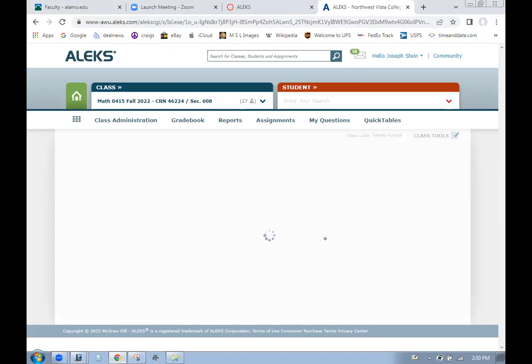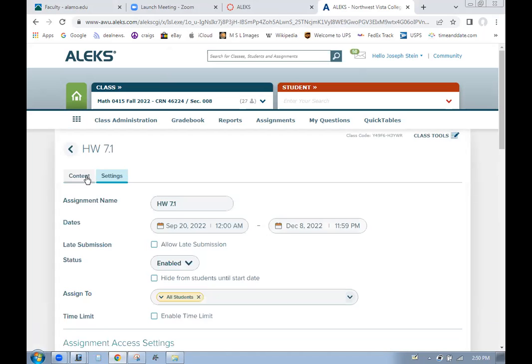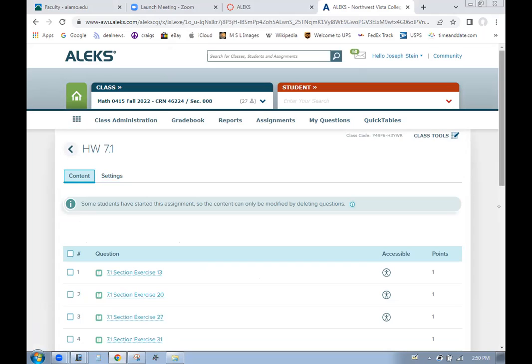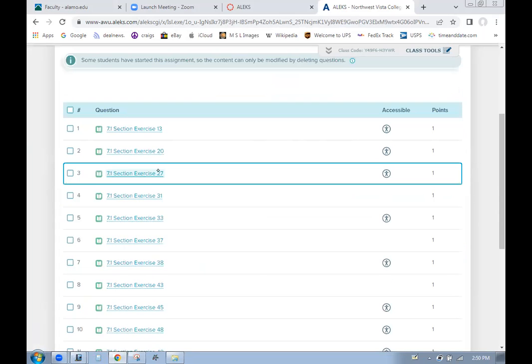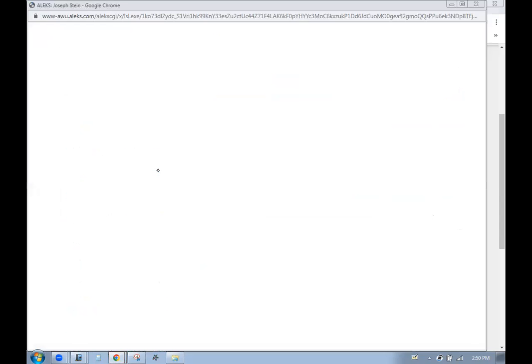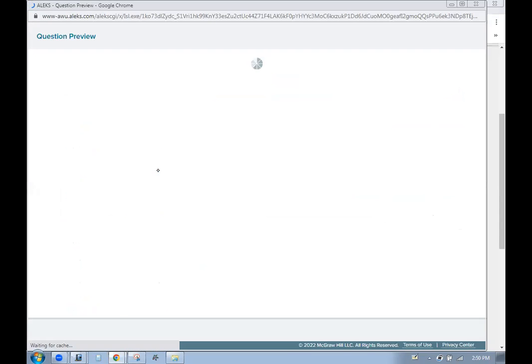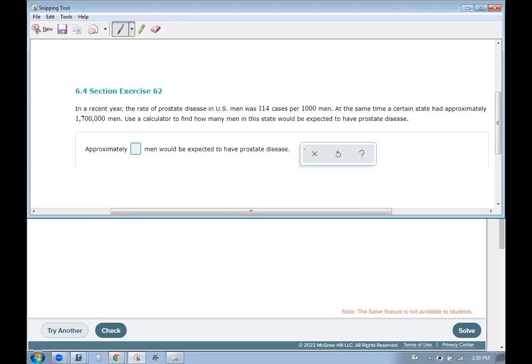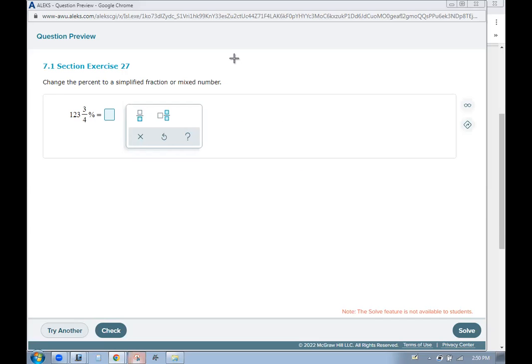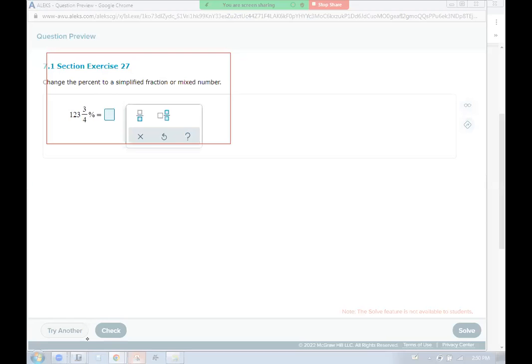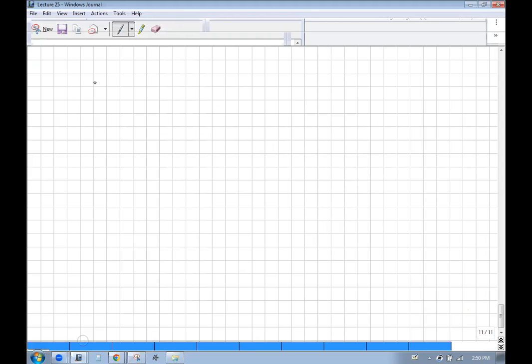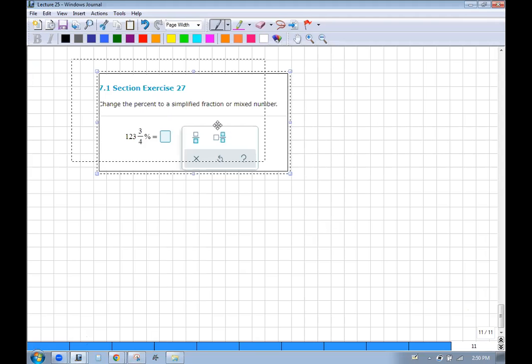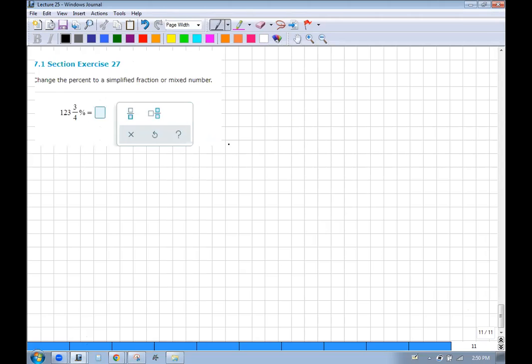As the material gets harder, I'll work more and more problems. These are easy, right? Percents to fractions. These are more tedious than anything. So we want to change this percent to a fraction, right?